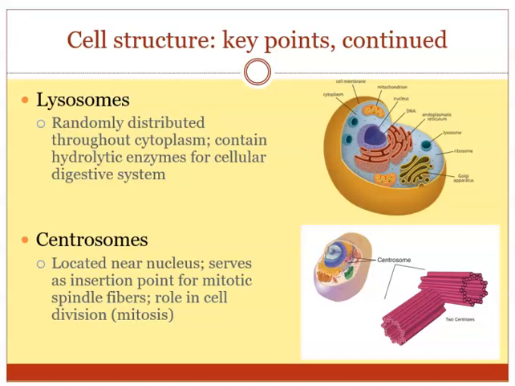The next structure is the centrosomes. These are located usually near the nucleus, and it usually serves as the insertion point for the mitotic spindle fibers, and it plays a role in cell division. And cell division is also known as mitosis. So if you look over here, we have our whole cell structure, and right here's our nucleus, and you see our centrosomes located right here, and you can see this is a magnified image of what our centrosomes look like.